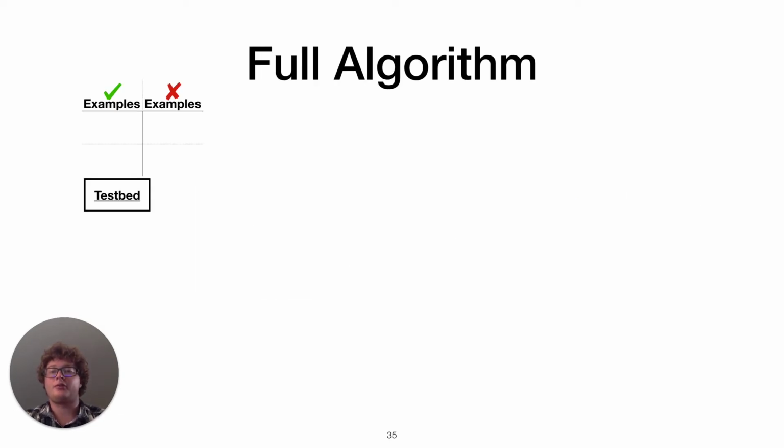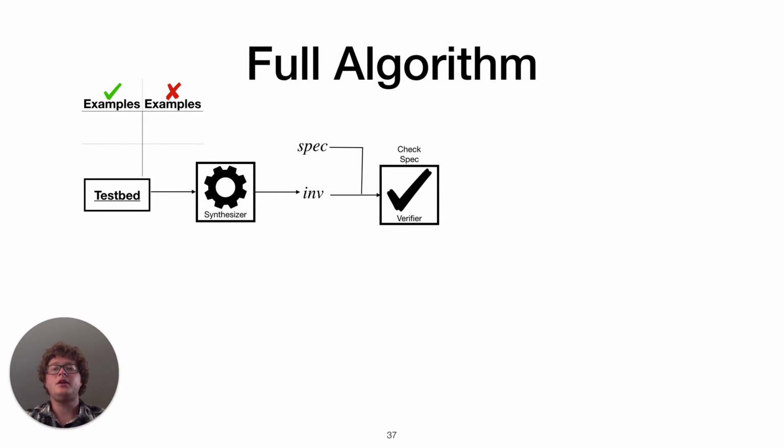So our full algorithm starts with the testbed, goes to the synthesizer, and synthesizes a candidate invariant inv. We then take the inv and the spec and check if the inv is sufficient to satisfy the spec. If this sufficiency check fails, we get a counterexample which satisfies inv but falsifies the spec. Hence, inv is too weak, and so the counterexample is a new negative example.